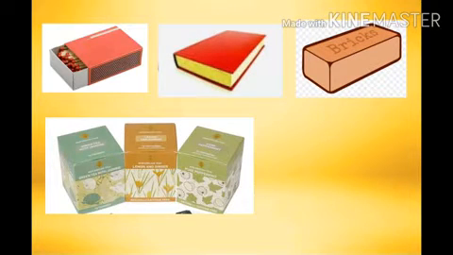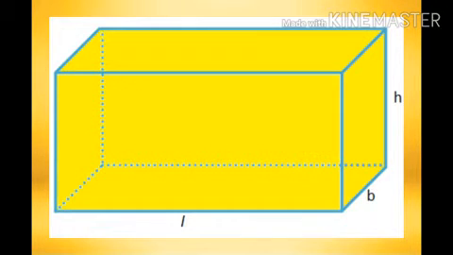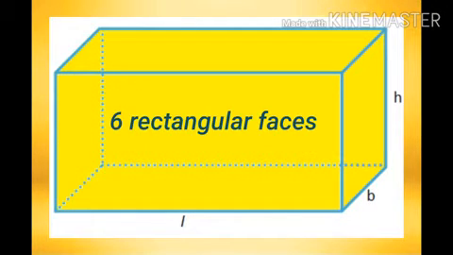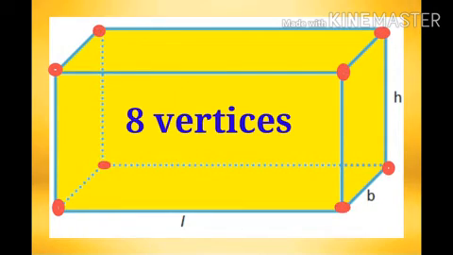A solid bounded by 6 rectangular plane faces is called a cuboid. A matchbox, book, brick, tea pack, suitcase are examples of a cuboid. A cuboid has 6 rectangular faces, 12 edges and 8 vertices.